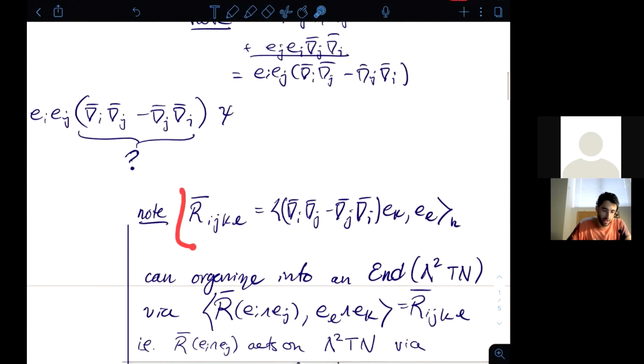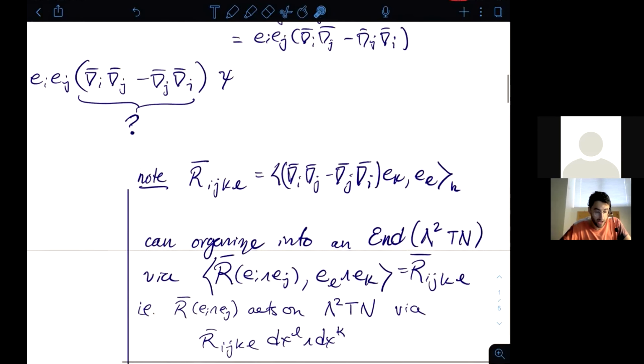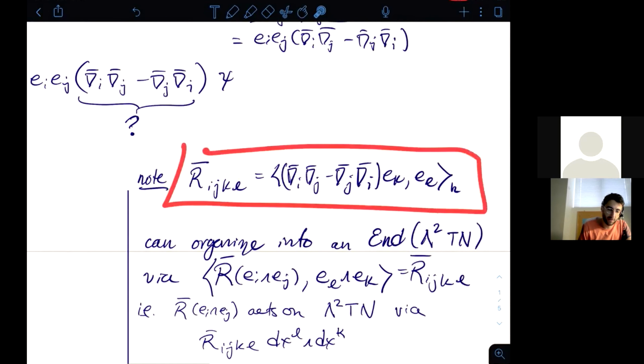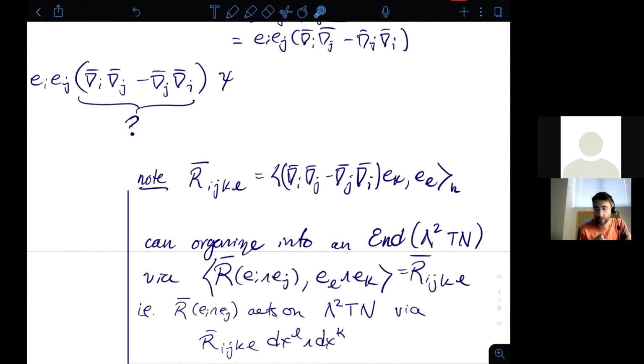Okay, and this is a number like we're used to, perhaps. Now maybe you know this, maybe not, but once you have calculated all of these numbers for all combinations I, J, K, and L for your given manifold with your given connection, you can organize all of that information, all those numbers, into many different forms.